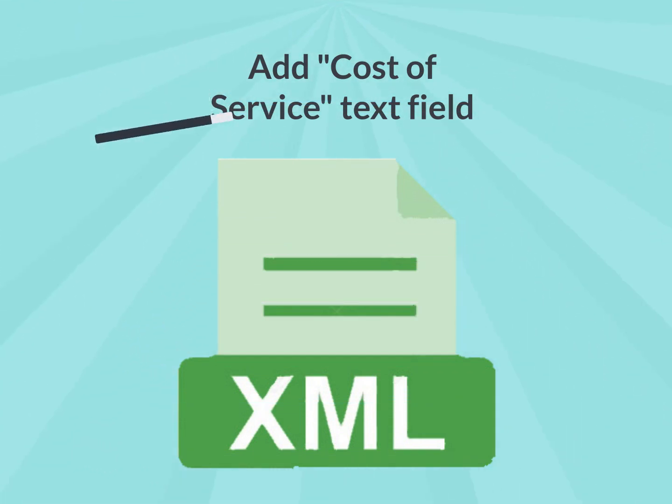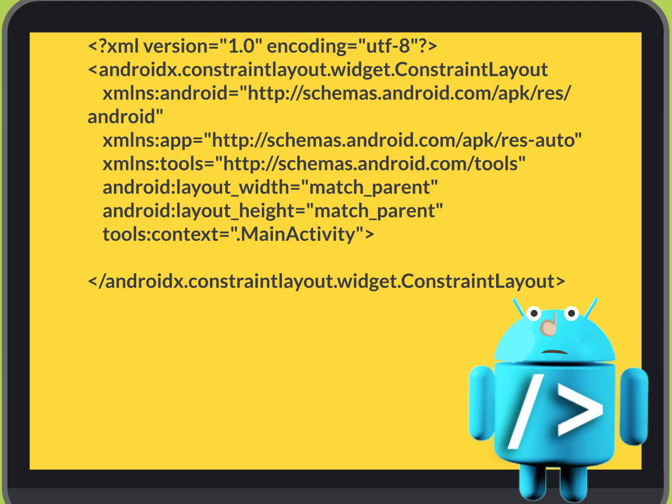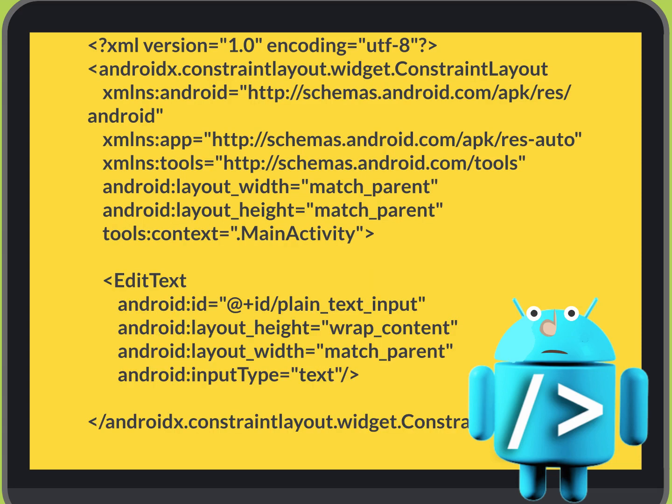Add cost of service text field. 1. Check out the EditText documentation, and check out the sample XML. Find the empty space between the start and end tags of the ConstraintLayout. 2. Copy the XML from the document and paste it into the appropriate white space within your layout in Android Studio.